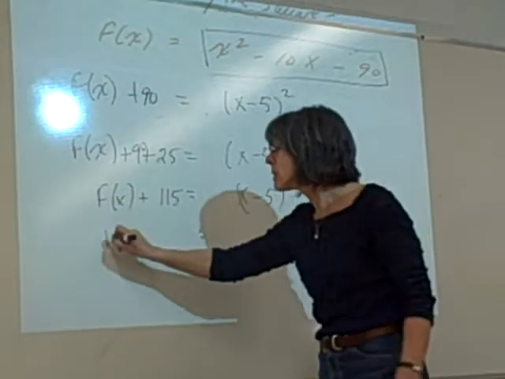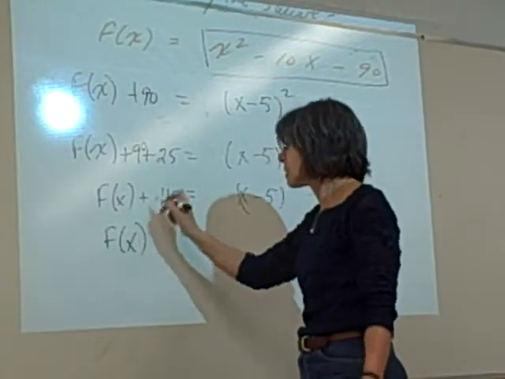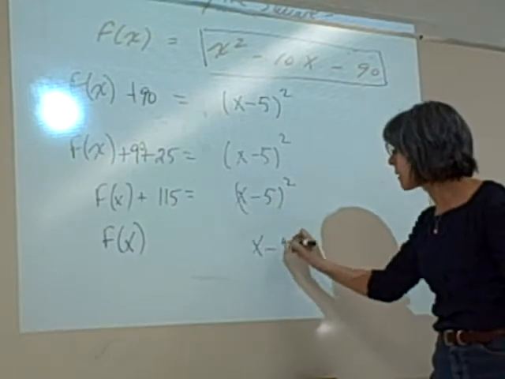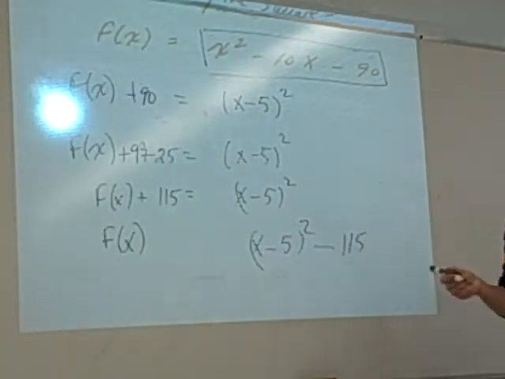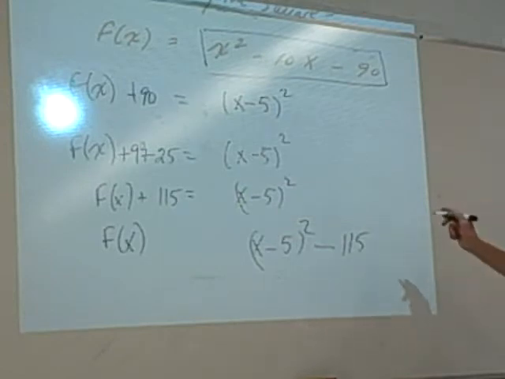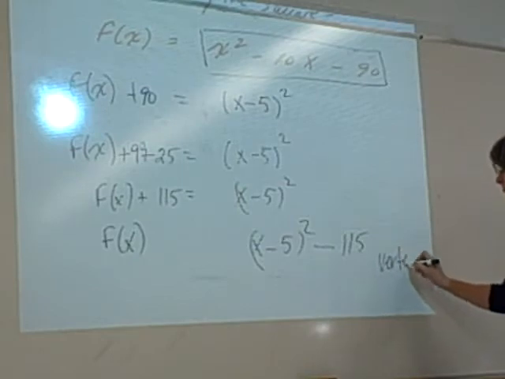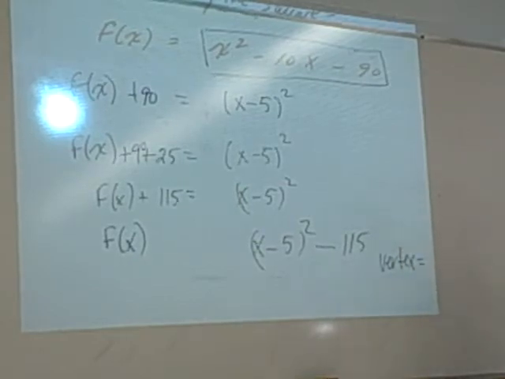I've combined these. I have f of x, I'm going to subtract this. I have (x - 5)^2 - 115. Can you tell me where the vertex is by looking at this equation? Where is the vertex? Negative 1, 5 and negative.